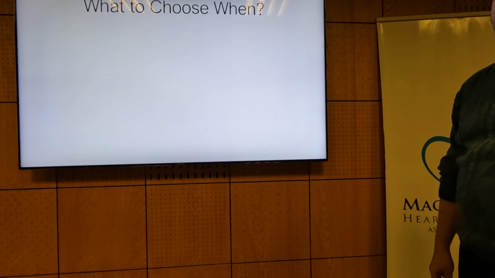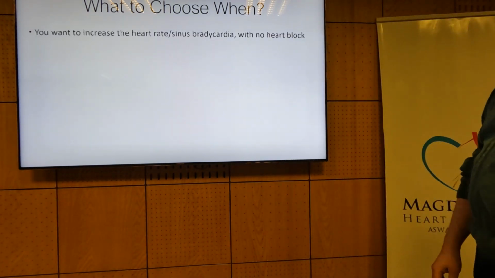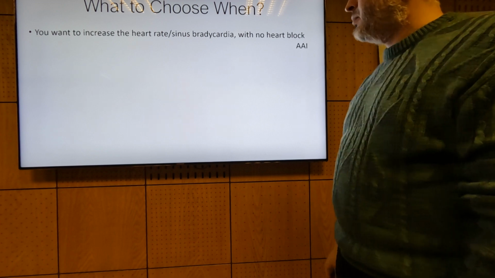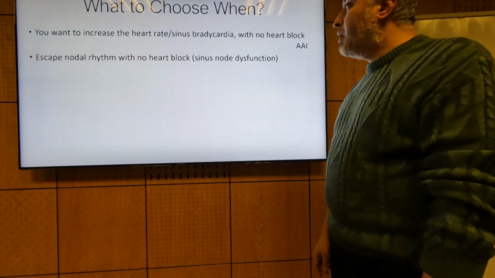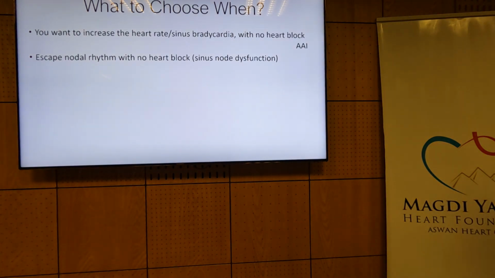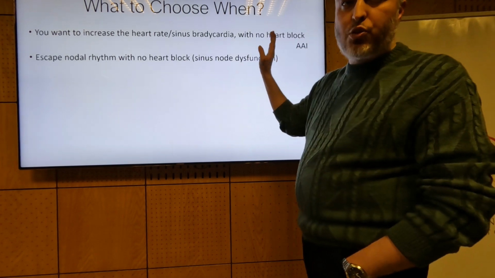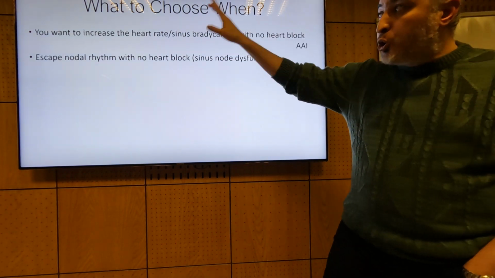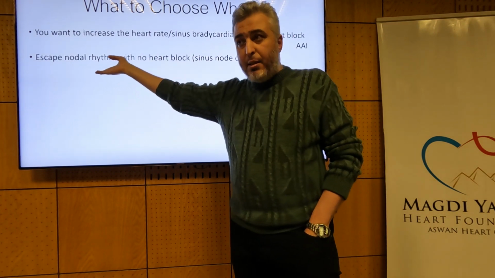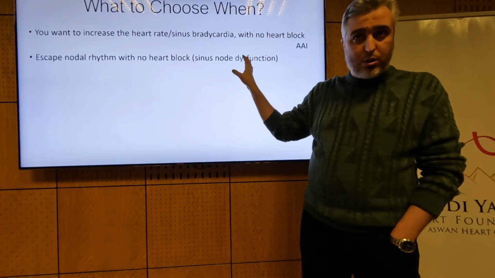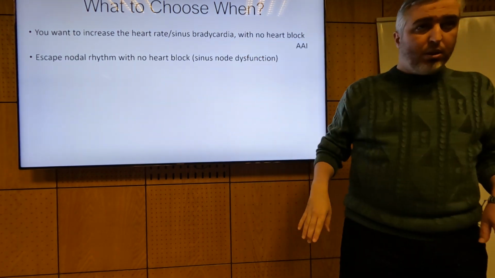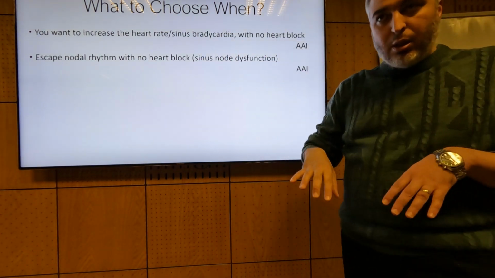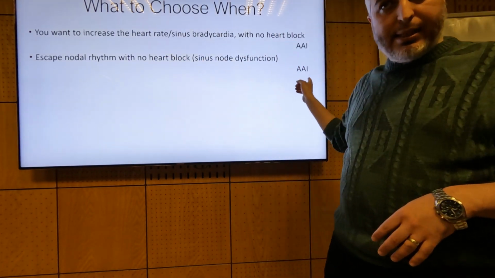So what to choose when? If you want to increase the heart rate in a patient with no heart block, AAI is the most physiological here. Say a patient has no heart block, yet has an escape nodal rhythm, so essentially he has sinus node dysfunction. What would you do here? Still AAI, there's no heart block. Nodal rhythm does not mean heart block. Nodal rhythm can be an escape because of a dysfunctional SA node, and atrial pacing will still work. Obviously, AAI would not work in heart block if the escape nodal rhythm is because of heart block. But escape nodal rhythm in the context of sinus node dysfunction, still AAI.